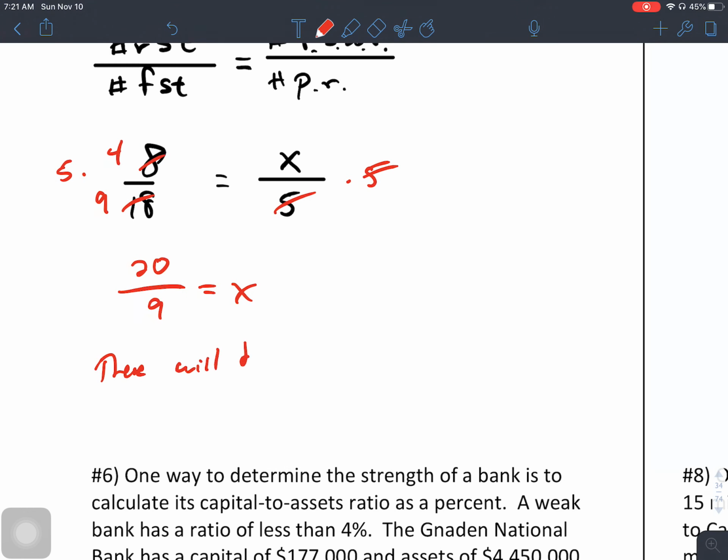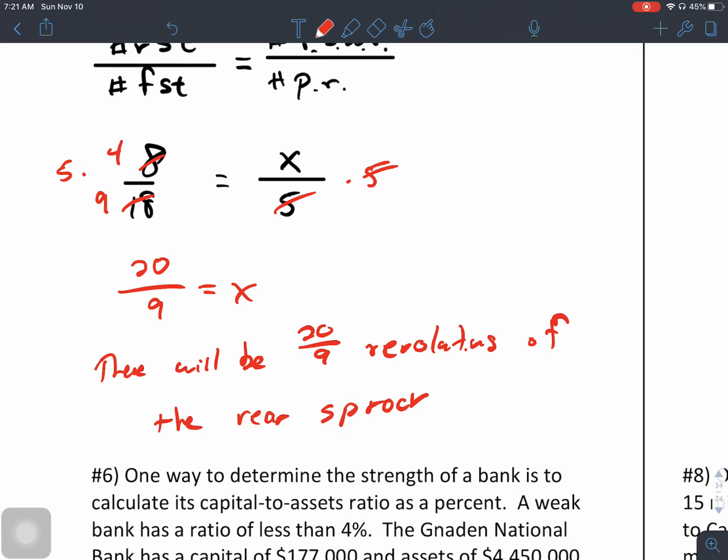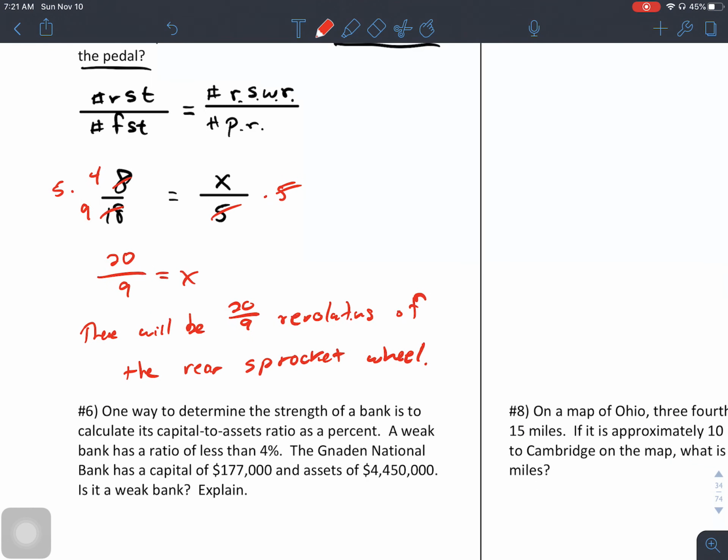There will be 20/9 revolutions of the rear sprocket wheel. Word problems earn a sentence answer.